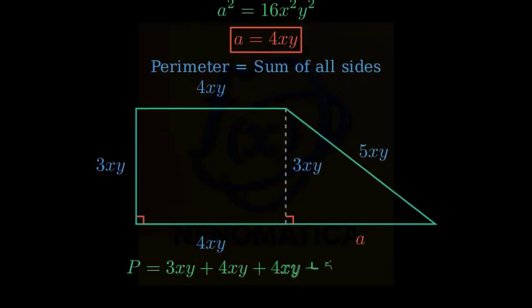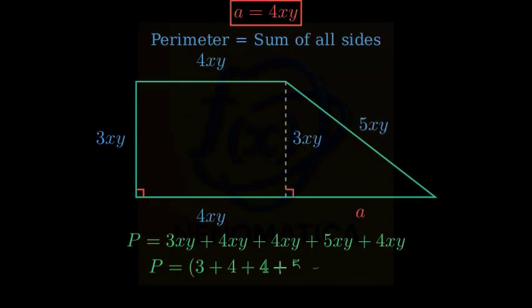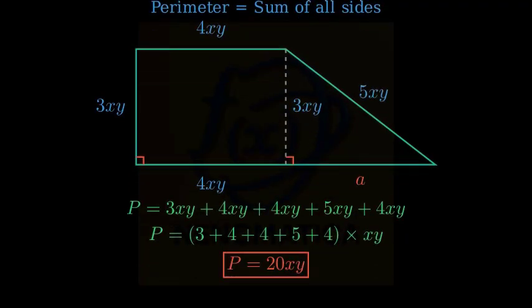Adding all these lengths, p equals 3xy plus 4xy plus 4xy plus 5xy plus 4xy. Grouping like terms, p equals (3 plus 4 plus 4 plus 5 plus 4) times xy, so p equals 20xy.